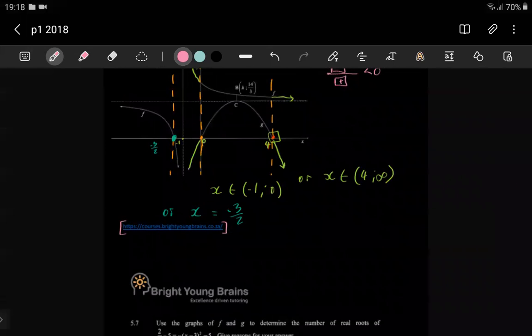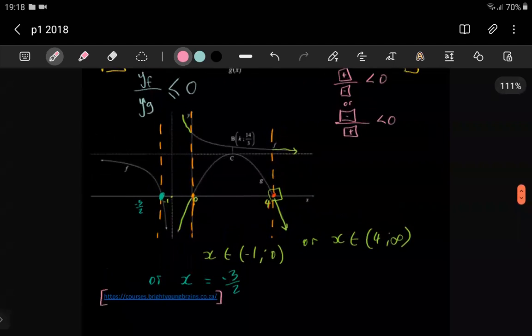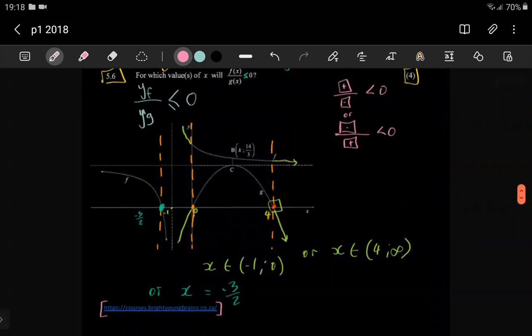So can I ask about a different way to tackle this question? Can we just use the equation of f of x over g of x and then say it's less than or equal to 0, and then work it out algebraically? Yes.